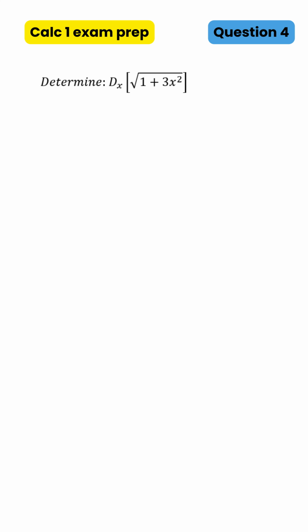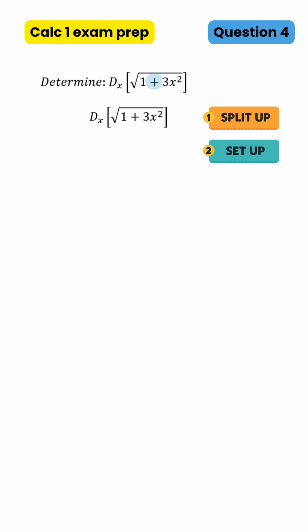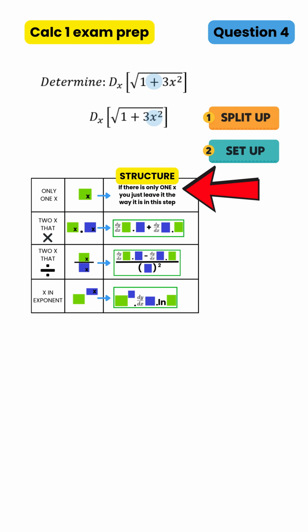Here we need to determine dy over dx, which means we're going to differentiate. We start with our usual game plan, split up at plus and minus signs that are not inside brackets, fractions, roots, or exponents. Here the plus is inside a root, so we can't split. Step 2, set up the structure for differentiation. We only have one x, so using our table we see there's no special structure needed, no product or quotient.